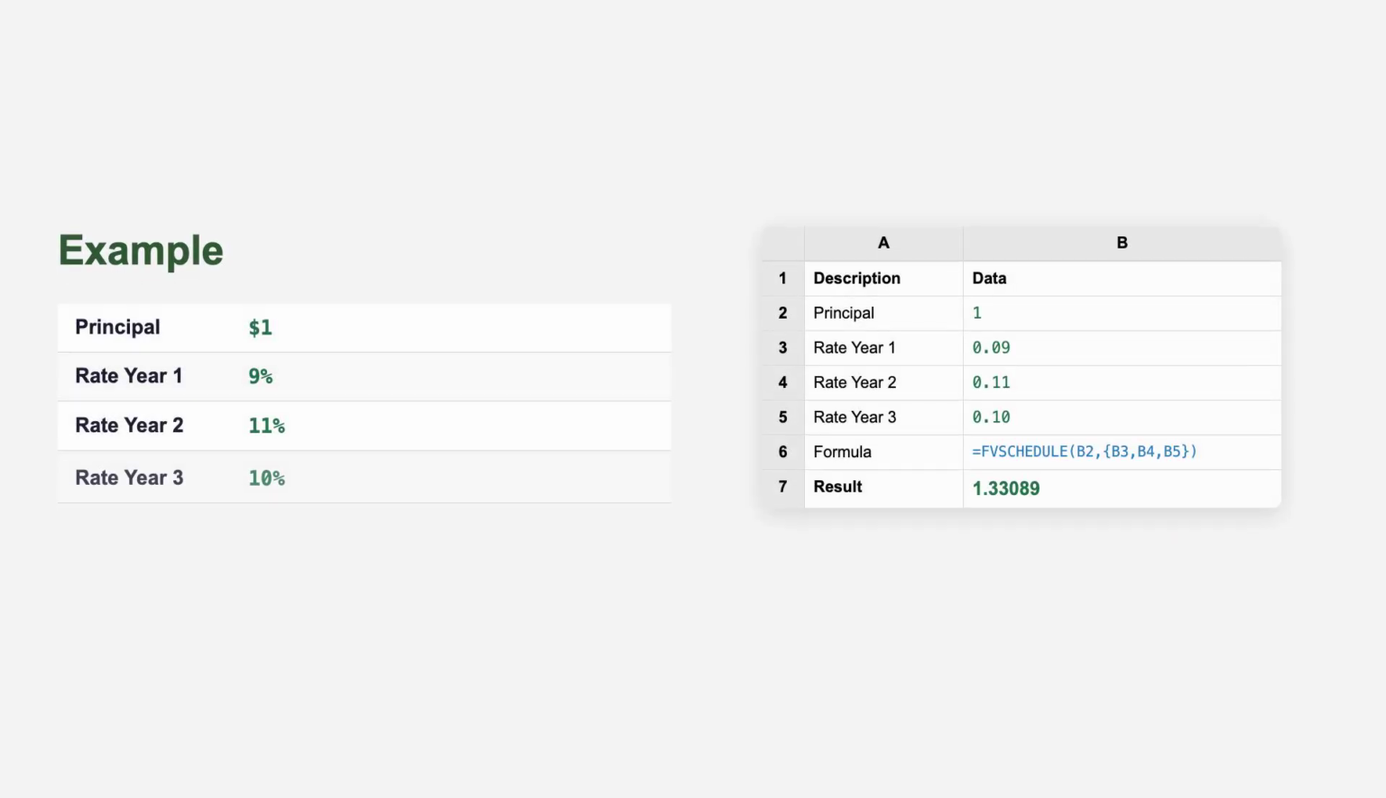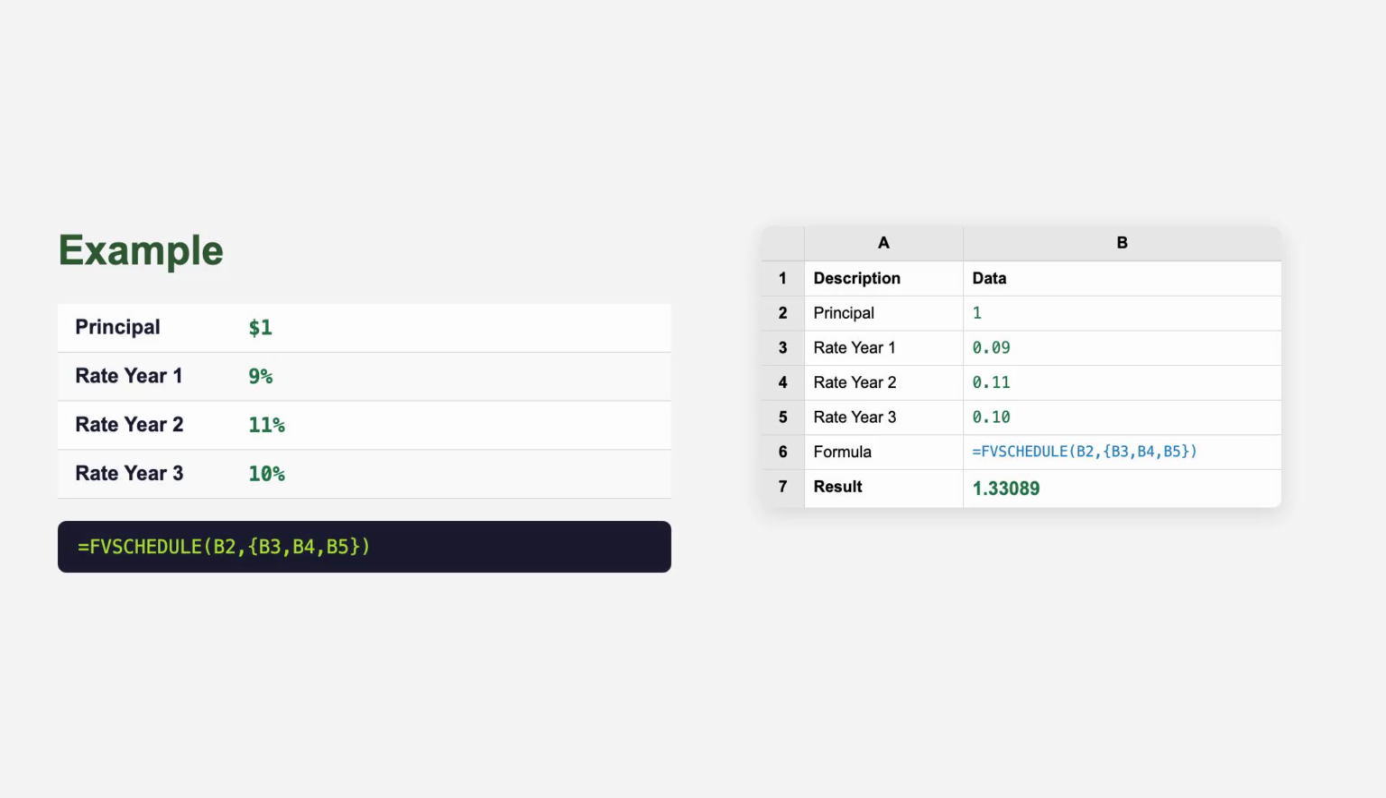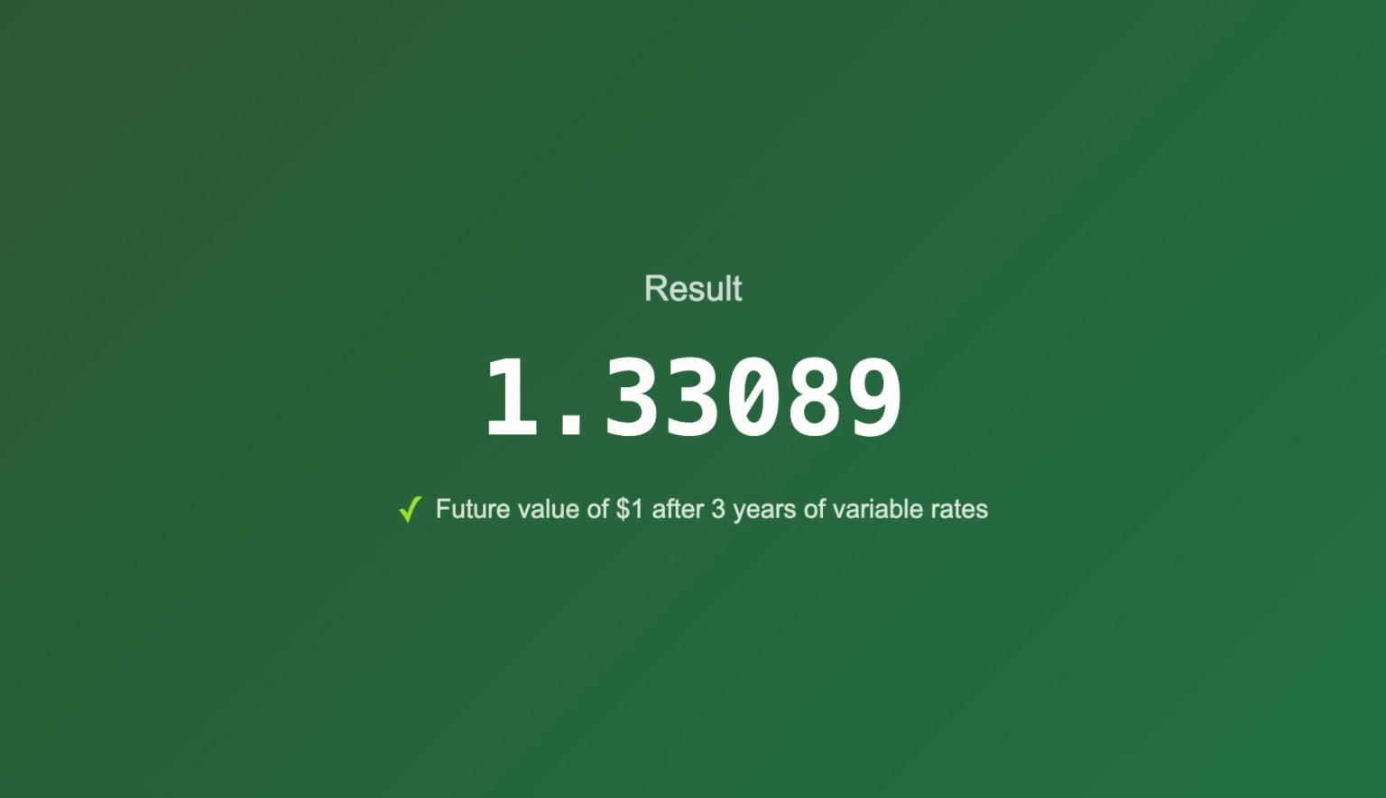Here's an example. We start with a principal of $1 and apply 3 years of different interest rates, 9% in year 1, 11% in year 2, and 10% in year 3. The FVSCHEDULE function returns 1.33089. This means $1 grew to about $1.33 after compounding through 3 different annual interest rates.